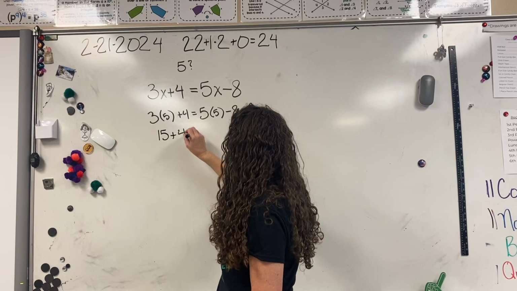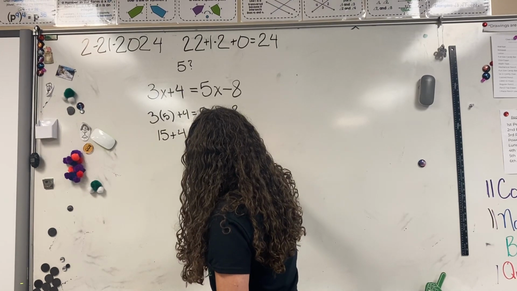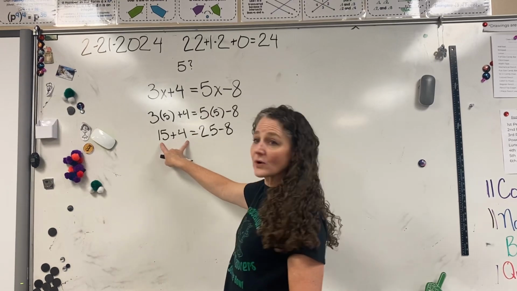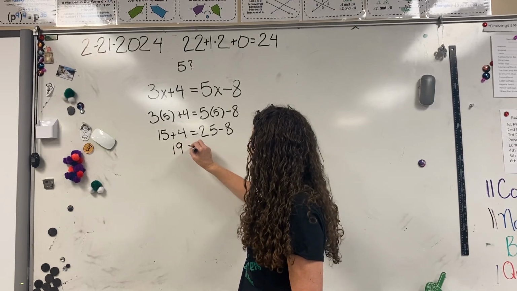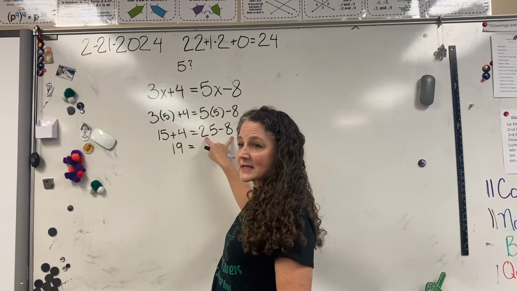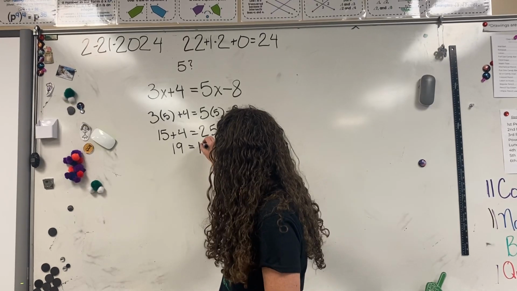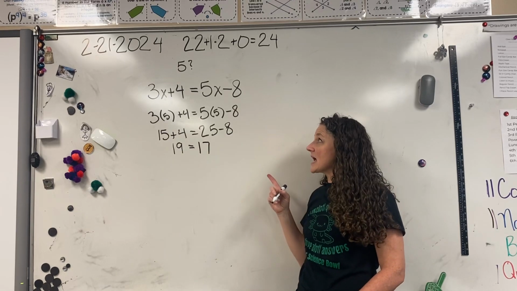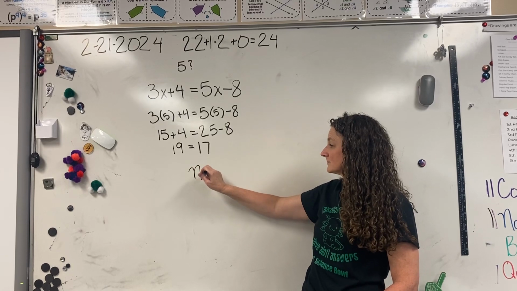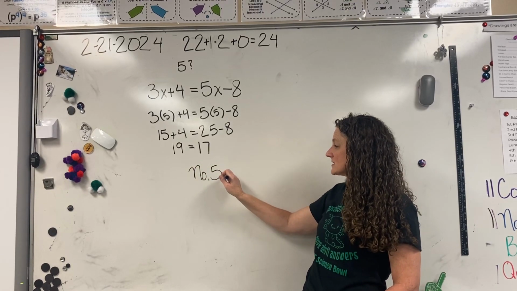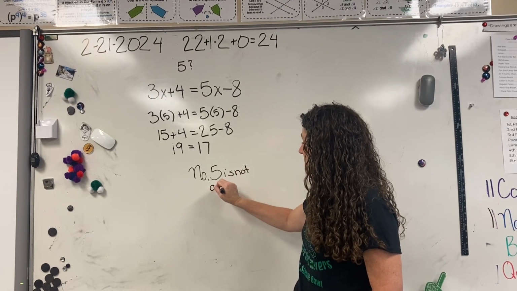15 plus 4 equals, what's 5 times 5? 25. 25 minus 8. What's 15 plus 4? 19. What's 25 minus 8? 17. Does 19 equal 17? Is 5 a solution to this problem? No, 5 is not a solution. Do we know what the solution is? We don't. I do, but we don't know what the solution is.